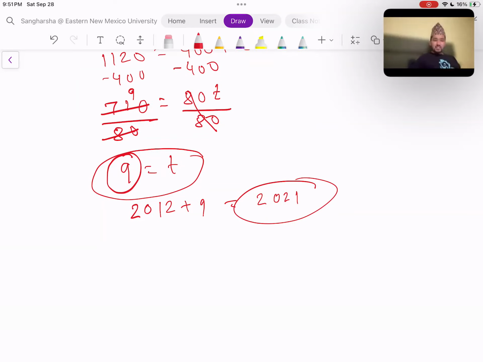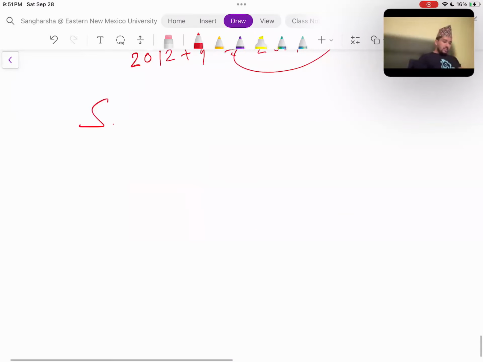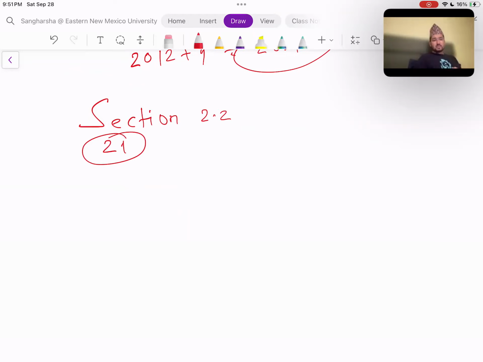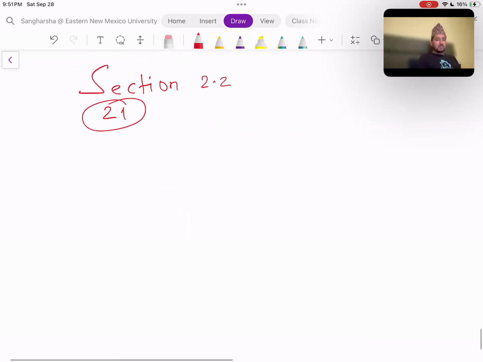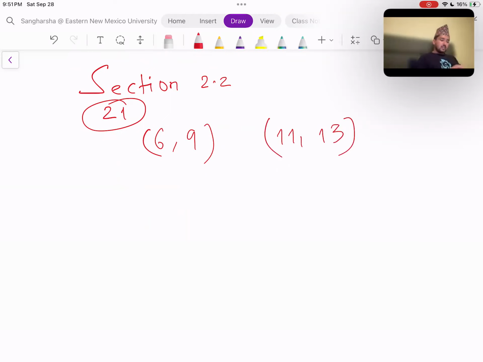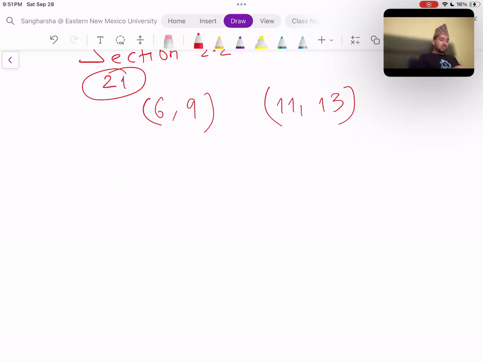Okay, now let's go back. So we are in section 2.2 and we are solving number 21. We are asked to find the distance between the 2 points and the midpoint of the line segment. I'm pretty sure I can skip this one. So we have these points: 6, 9 and 11, 13. You are asked to find the distance between these 2 points and the midpoint of this line segment.